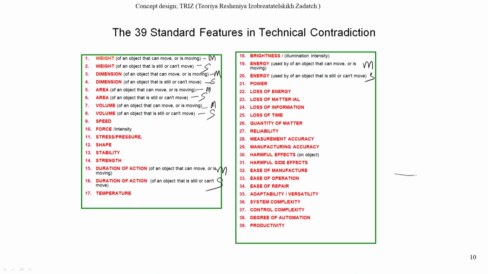For example, I will just tell you one example. Let us say I am thinking of a car. So, the car has some weight. So, you think of the car. Now, the weight of the car is one feature that, let us say, you want to improve. So, whatever I want to improve, I give an arrow that I am trying to improve it. So, improving the weight means I am trying to make it lightweight.